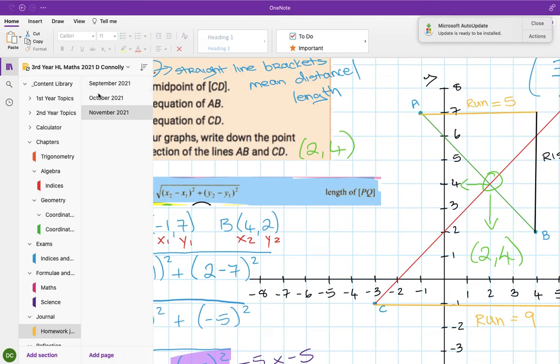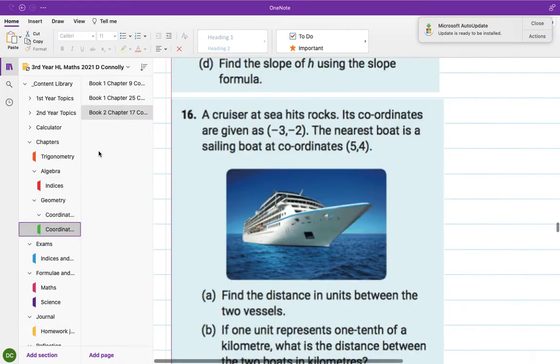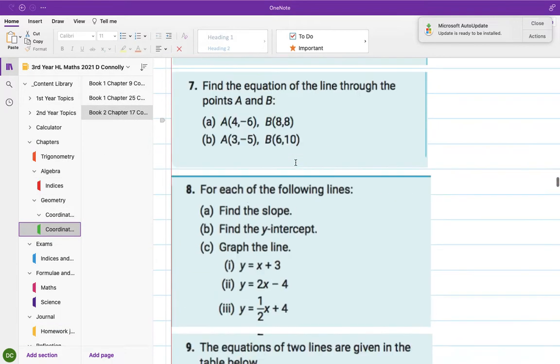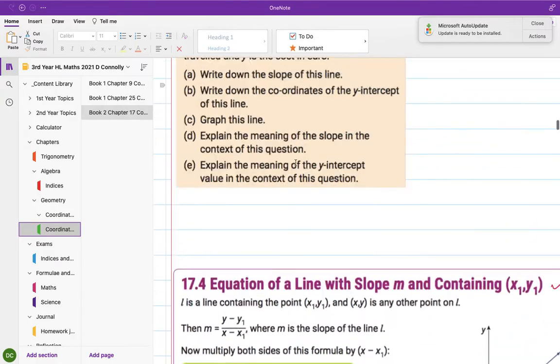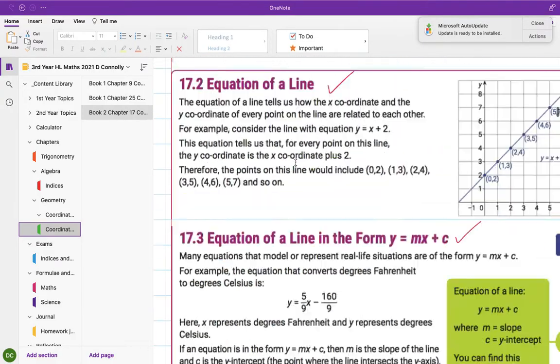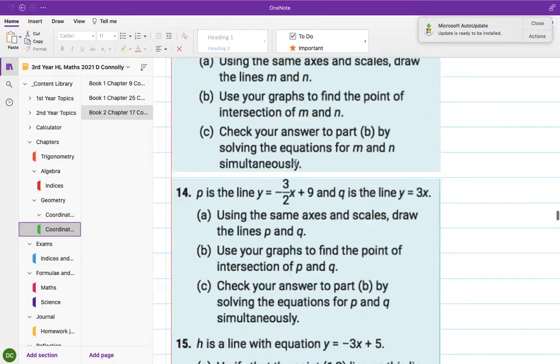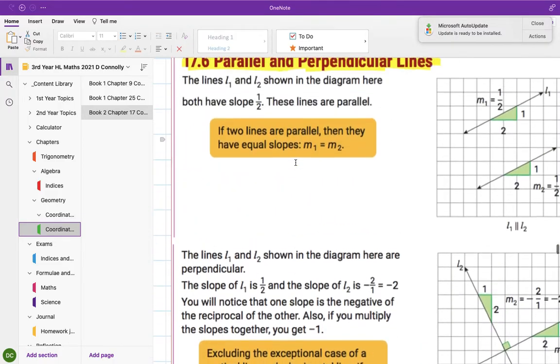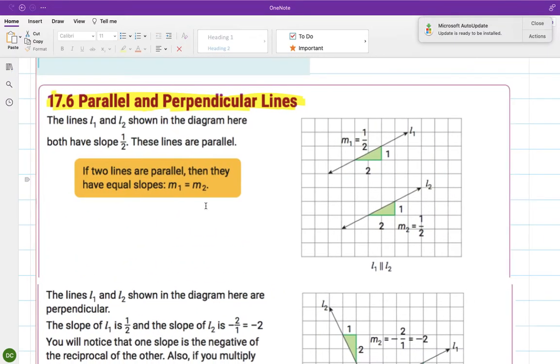So that was your homework. And the last thing we have to do in coordinate geometry, there is one more thing, but it's not coming up in the exam, so I'm going to stop here with parallel and perpendicular lines.